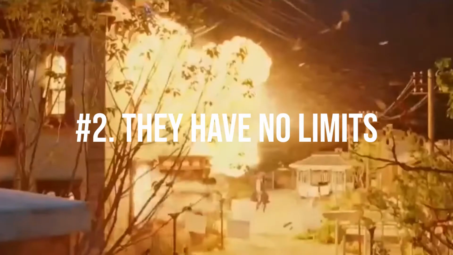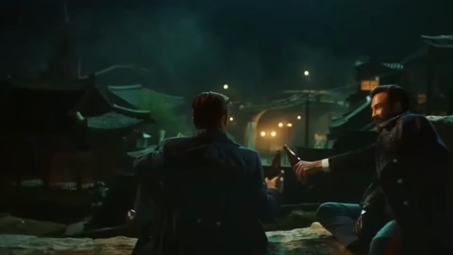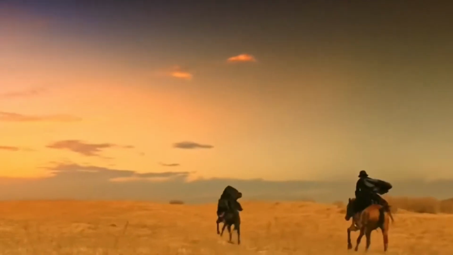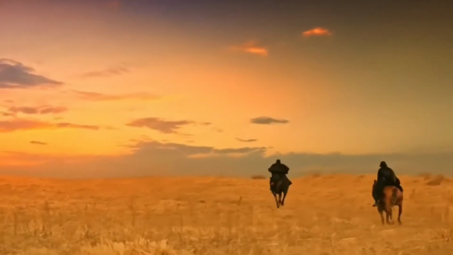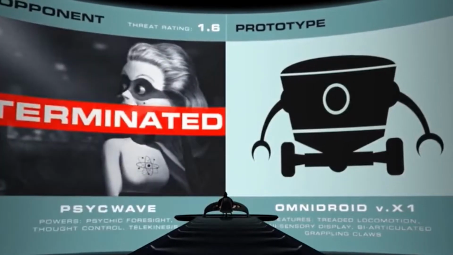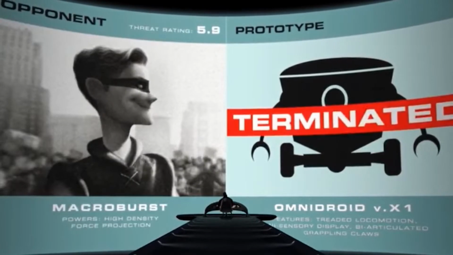Number 2, they have no limits. Why this is so terrifying is that you can't rest assured that there aren't certain monstrous things that the villain won't do because of certain restrictions, whether that be a fear, the little conscience he has, or a weakness. With no limitations, anything is possible.